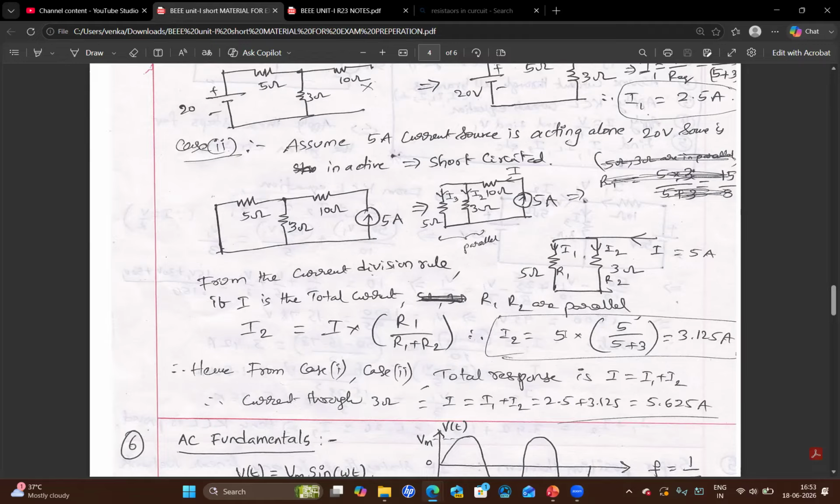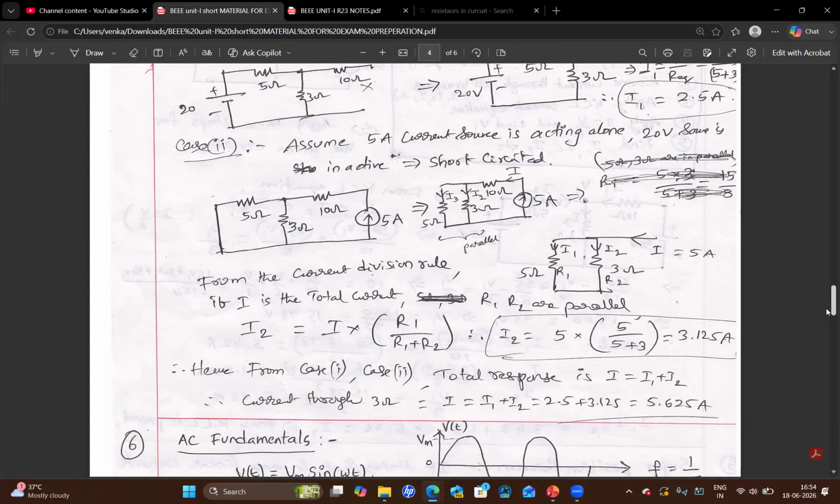So I2 is equal to the total current, which is already given as 5 amperes, times R1. The opposite resistance for this current is 5 ohm. So 5 by the total resistance, 5 plus 3. The answer is 3.125 amperes. I2 is the response due to one source, and I1 is the response due to the other source. To find the total current from the two cases, we need to find the total response, that is I equal to I1 plus I2. All the responses must be added finally. So the total current through the 3 ohm resistor is I1 plus I2, and the final answer is 5.625 amperes.